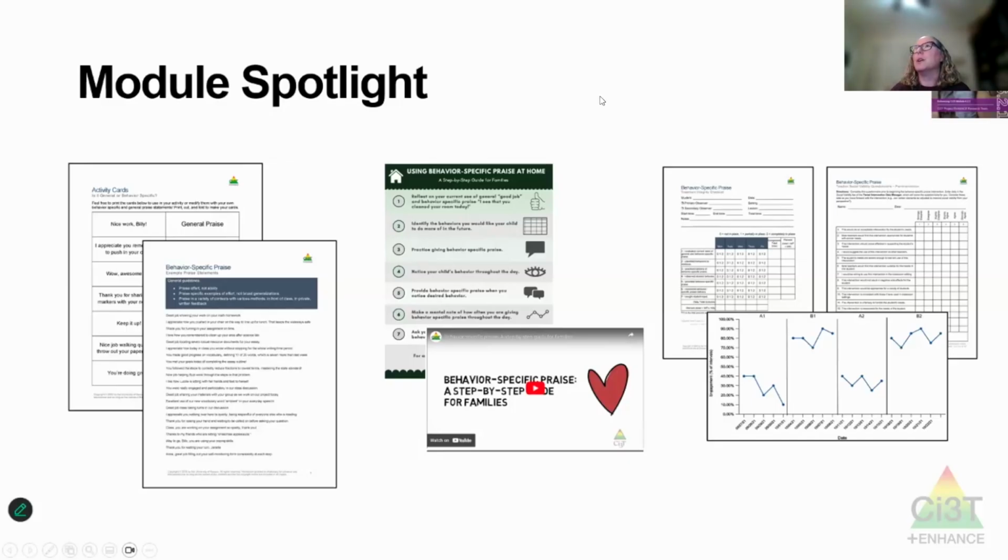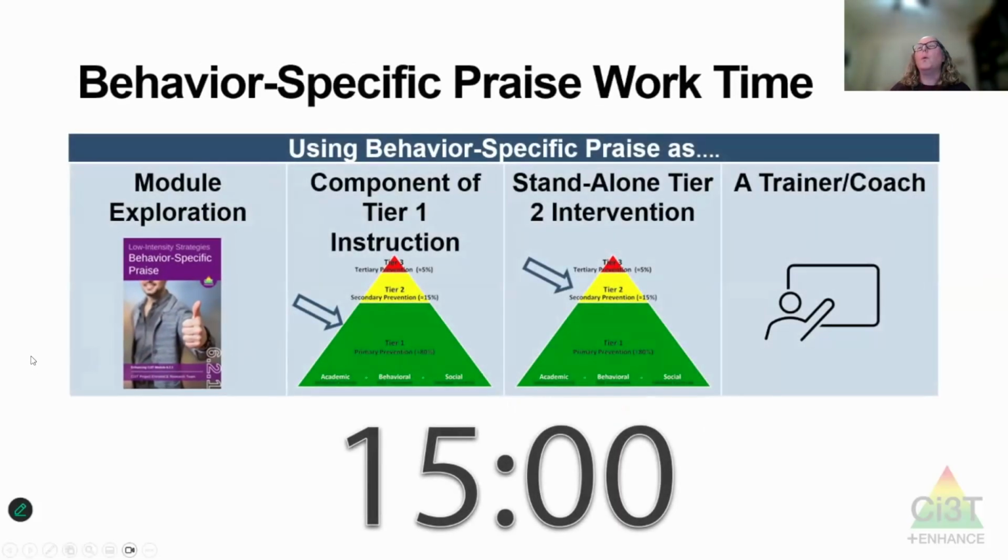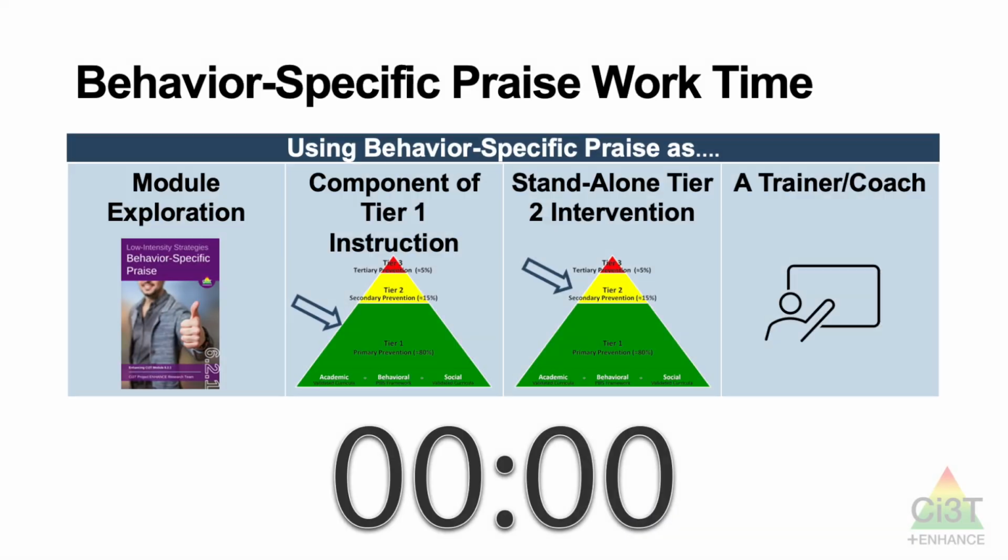All right, so we are now on those four breakout rooms. One is going to be module exploration. Two is going to look at behavior-specific praise as a component of Tier 1. Three will be as a standalone Tier 2. And four as a trainer or coach. So enjoy, and we'll see you in a little bit.